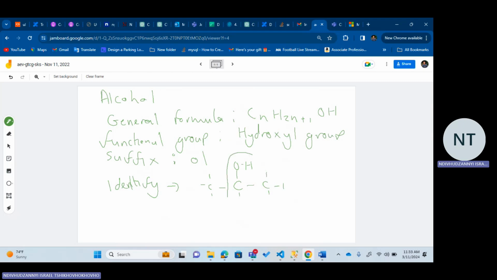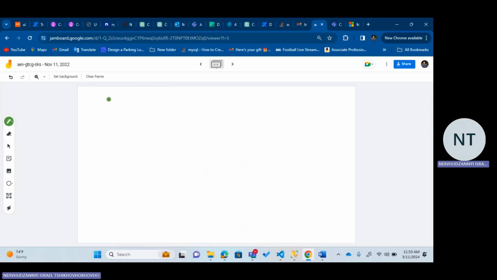This is how you identify one. If you see something like that, that's alcohol. For alcohol, let's say we have one. As I do this, I'll introduce other concepts, right? So for the sake of understanding, this is what we call a primary alcohol. So a primary alcohol is like that.